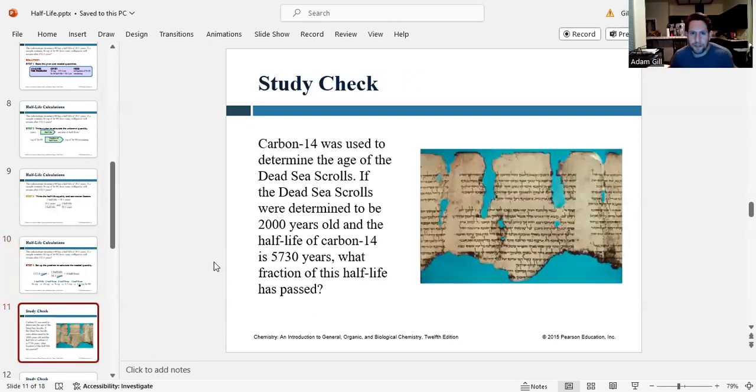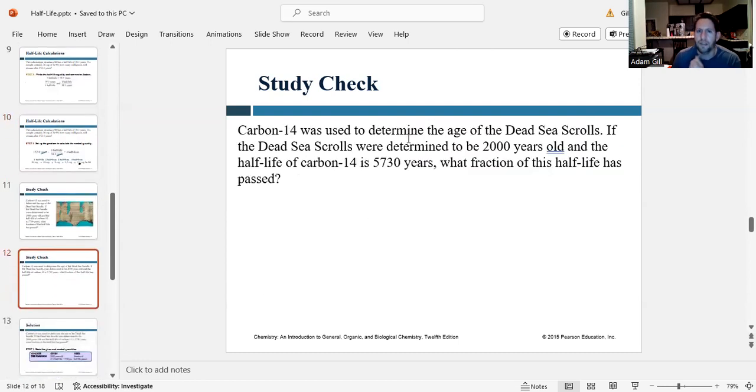Let's do another study check. So carbon-14 was used to determine the age of the Dead Sea Scrolls. If the Dead Sea Scrolls were determined to be 2,000 years old and the half-life of carbon-14 is 5,730 years, what fraction of this half-life has passed? So here's the question with some blank space for us to write. So it's asking what fraction of this half-life has passed?